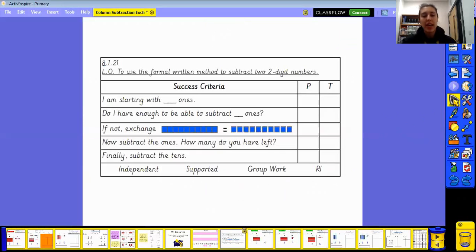So what we're going to do today is have a look at some of the things that we've been looking at over the last 2 days already. So that is subtraction of 2-digit numbers using the formal written method, what we call the column method. And we're going to recap what we looked at on Wednesday's lesson and on Thursday's lesson, and we're going to move on to some slightly more challenging questions that need you to work out the answer using the column method. So let's have a look.